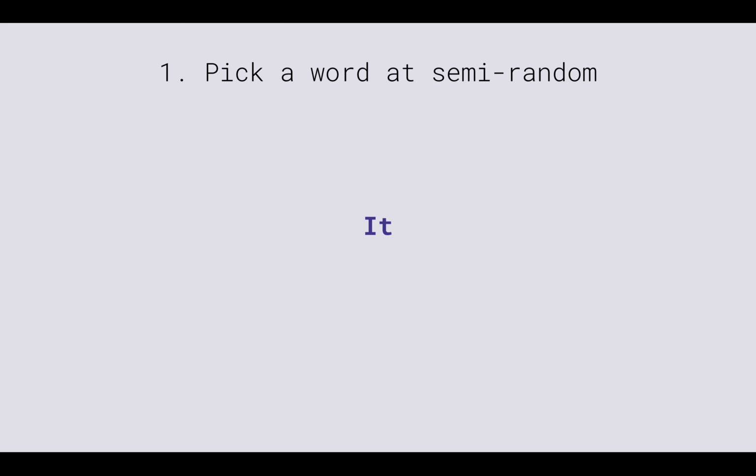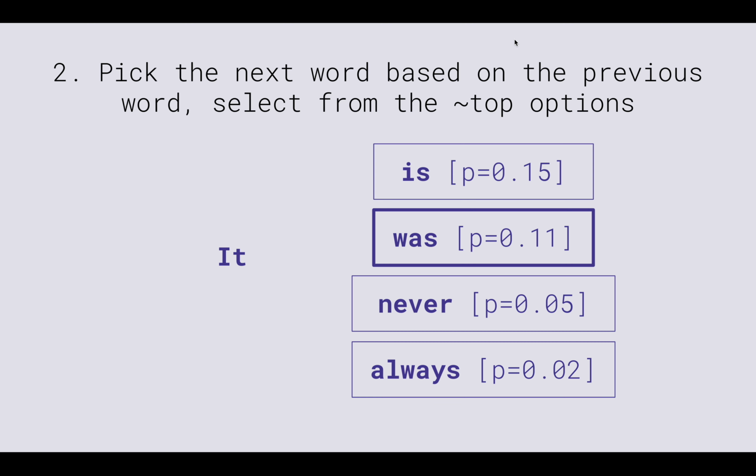The first thing it's going to do is pick a word more or less at semi-random. It's going to look at all of the first words that were used in my tweets and pick one. It can often be quite random in how that works. So let's say it picks the word it. The next thing it's going to do is, based on this word, try to figure out what the next word should be. And this usually happens by looking at probability scores again.